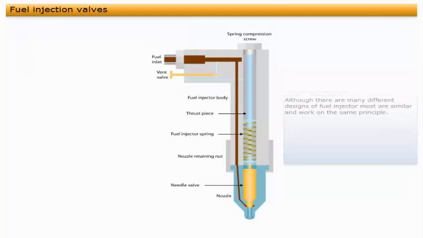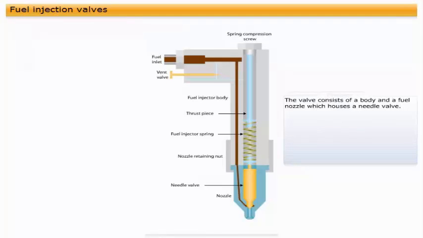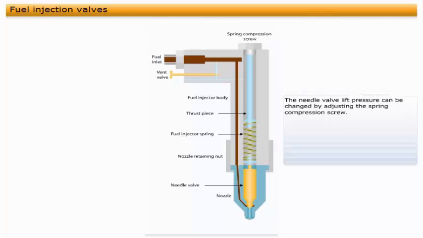The purpose of the fuel injection valve is to admit fuel into the cylinder and to act as a non-return valve to prevent air and combustion gas from the cylinder passing back into the fuel system. Although there are many different designs of fuel injector, most are similar and work on the same principle. The valve consists of a body and a fuel nozzle, which houses a needle valve.